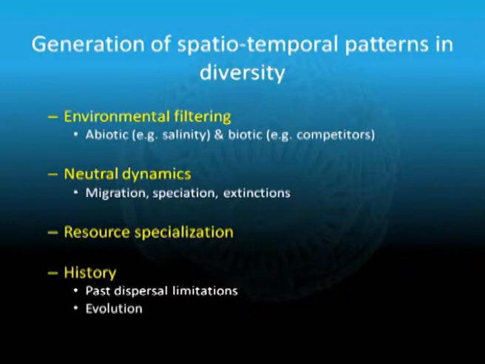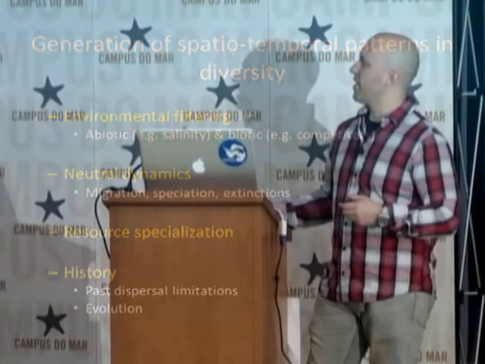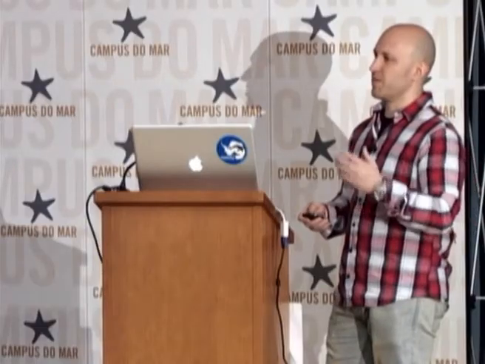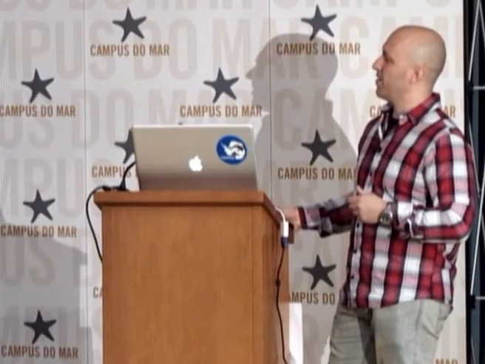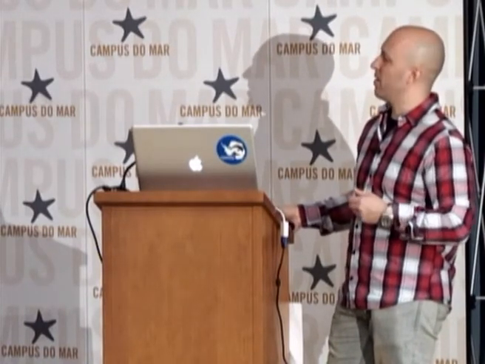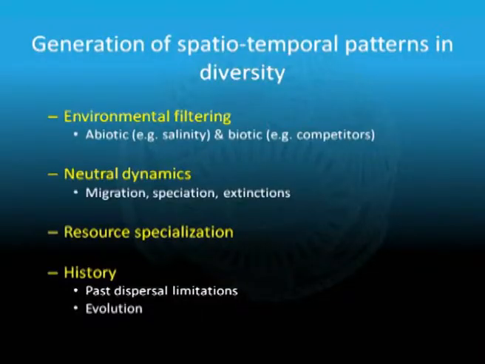Then we have more like neutral dynamics, which is not very dependent on the environment, but is more related to stochastic processes related to speciation, extinction, migration. You could have other things like resource specialization, when an organism specializes in something in one area of the world and similar species specialize in another different thing. And then maybe you have a role played by history, like past dispersal limitations, evolution that could generate patterns in spatio-temporal distribution in species.